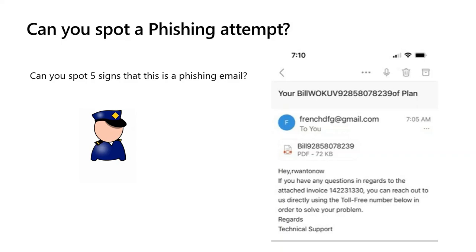Okay, tell you what, I'm going to give you a hint. Read the wording in the bottom. You're seeing the entire message, by the way. Oh, I just spotted the seventh one. Okay, Ethan Ray says no toll-free number. There you go, that's one of the five. Using the toll-free number below, there is no toll-free number below.